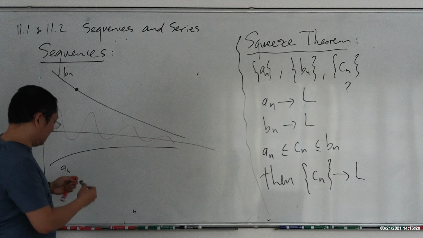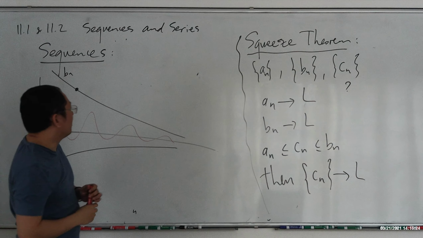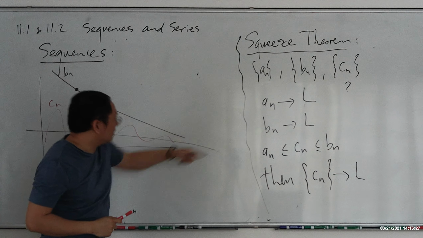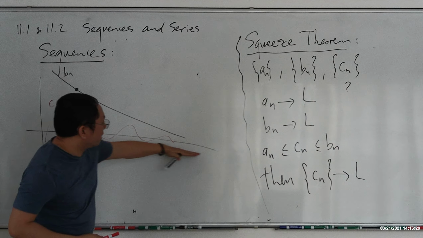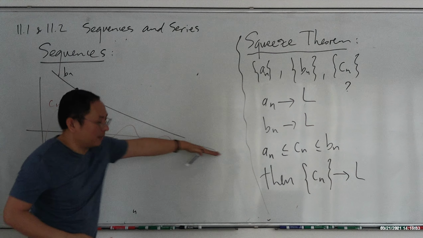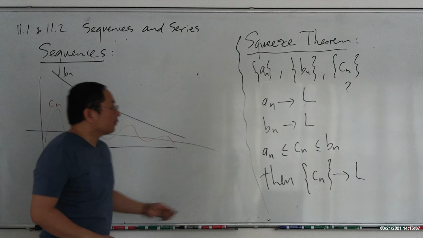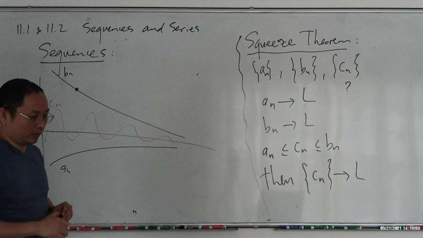So this is CN, what we're talking about. And that's why they call it the squeeze theorem. You know that BN goes to a number, AN goes to a number, and CN is squeezed between BN and AN, so it's got to be going to the same number when n goes to infinity. That is the squeeze theorem.